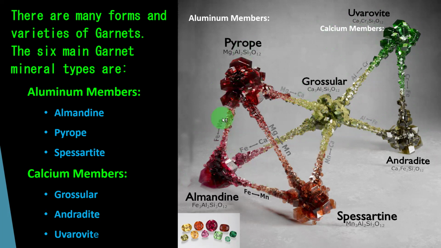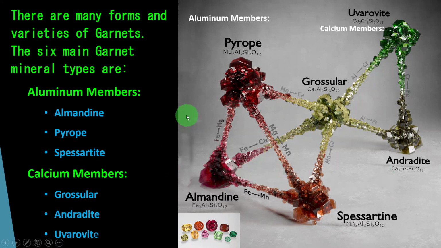These 4 are aluminium members. Grossular is calcium. Grossular includes both calcium and aluminium. See the color. Color is changing. When it is changing to calcium, the color is greenish. Change to yellowish green. See the magnesium, manganese, iron, calcium. These are the connections. So this image is very important to you. You can take a picture also.